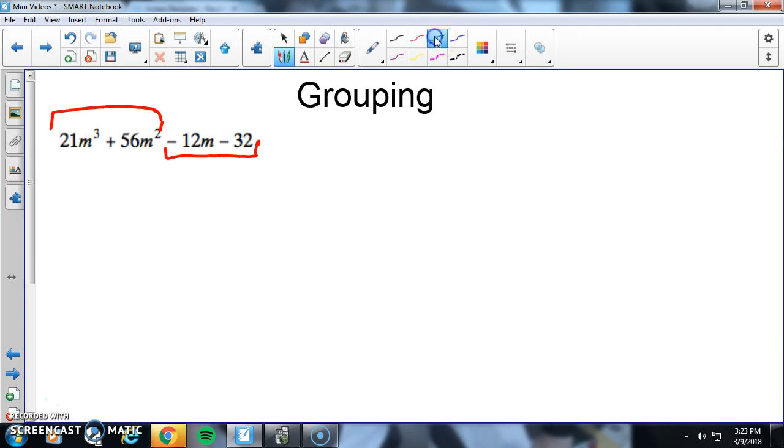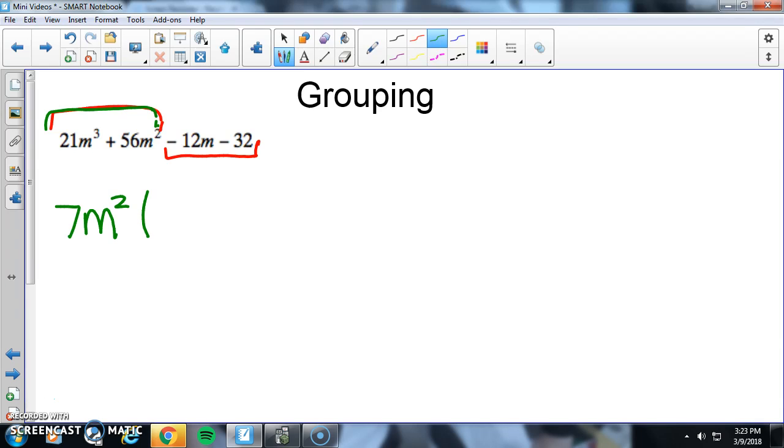So what divides into our first 2 terms? What divides into 21 and 56? That would be 7. 7 goes into 21 and 56. And we could also take out 2 m's because we have 3 m's in our first term and 2 m's in our second term. So we could take out m squared.